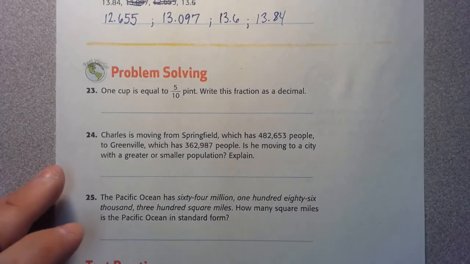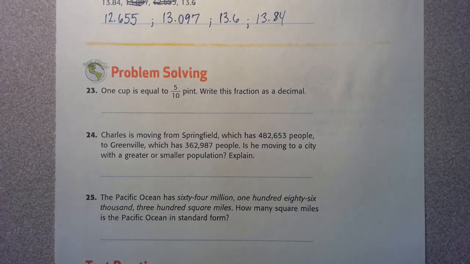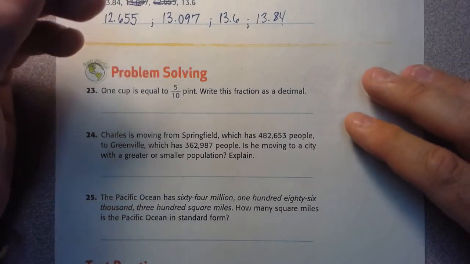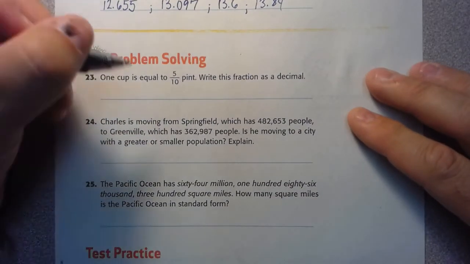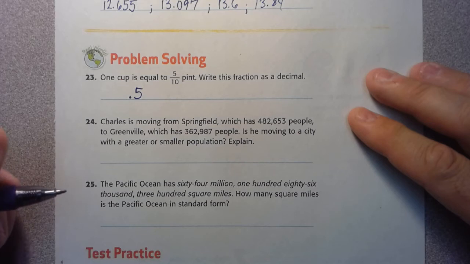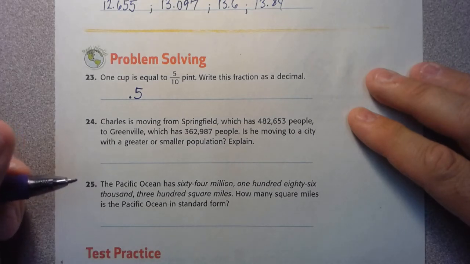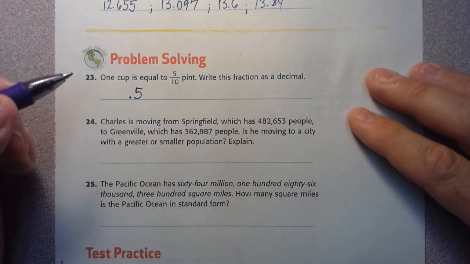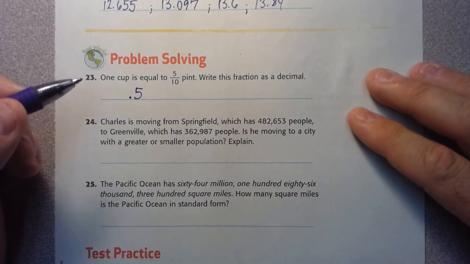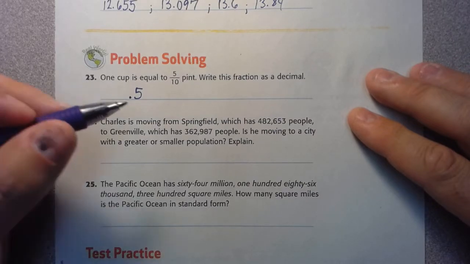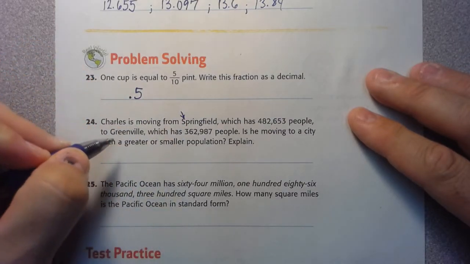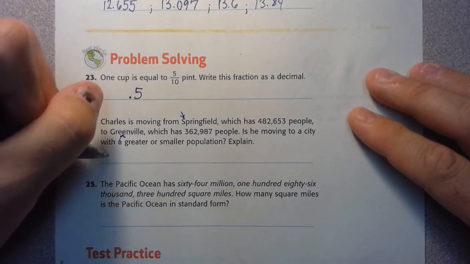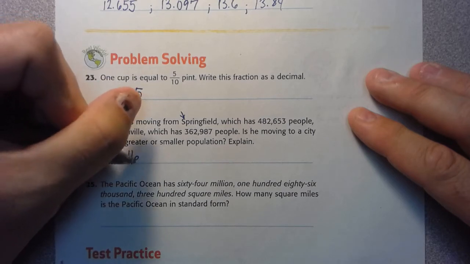1 cup is equal to 5/10 of a pint. Write this fraction as a decimal. Write that as a decimal. Laura? Yes, ma'am. Charles is moving from Springville, which has 482,653 people, to Greenville, which has 362,987 people. Is he moving to a city with greater or smaller population? He's moving from Springville to Greenville. Ollie? Smaller, exactly, smaller.